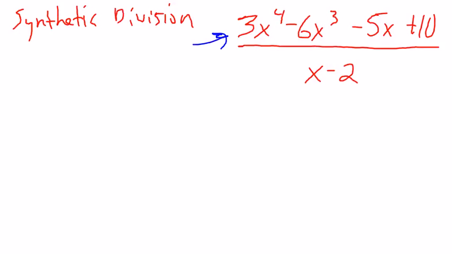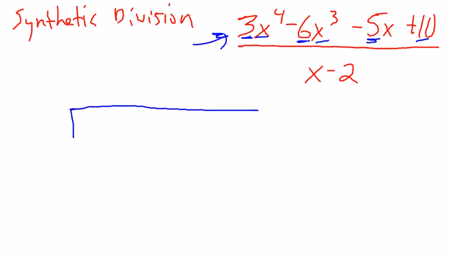So I could use a long polynomial division if I want, and that takes forever. But instead, I'm going to use synthetic division, which cuts down a lot of the time. So the first thing we do is draw a little division thing. And then I write the coefficients: the 3, the 6, the negative 5, make sure you do the negatives there, and the 10.